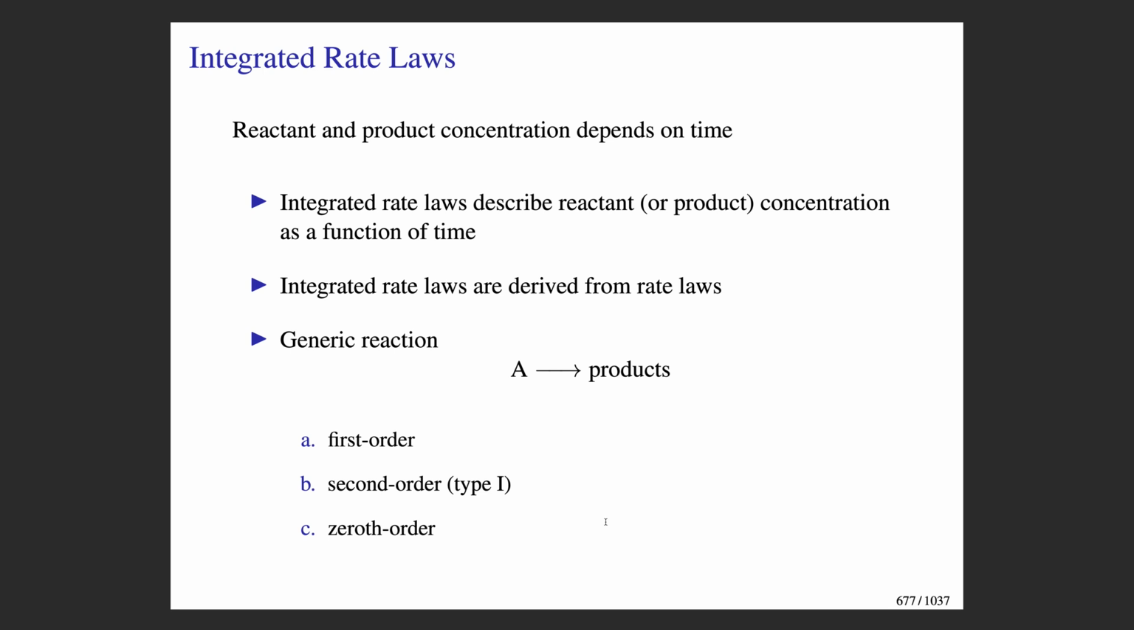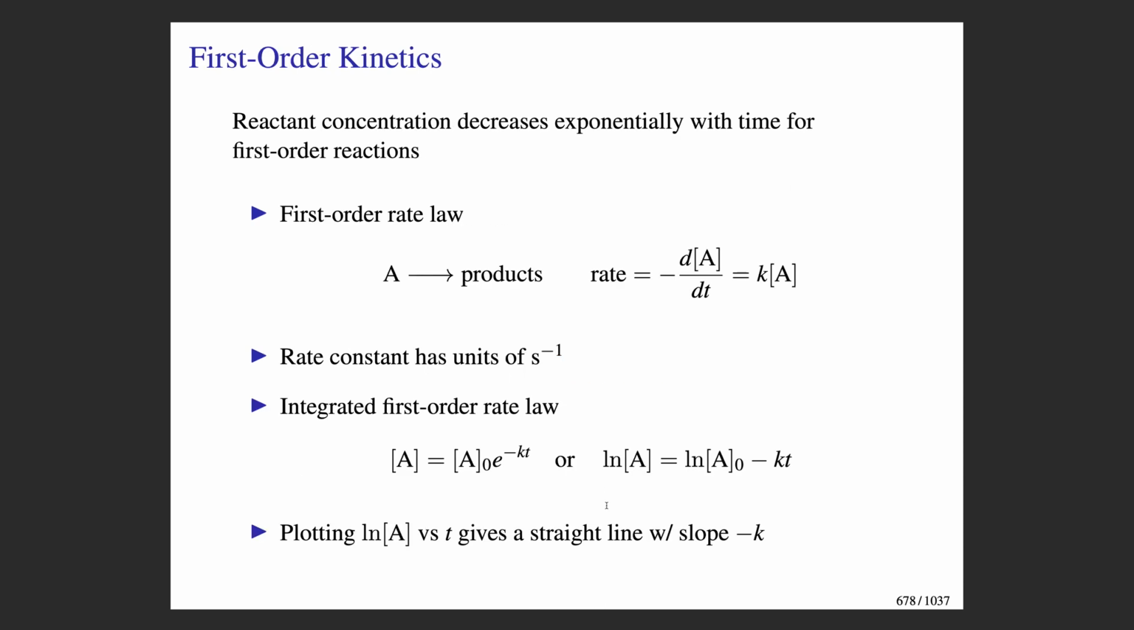So as we've been discussing, the concentration of a reactant and a product changes with time. And the integrated rate law describes how that concentration depends on time using a mathematical function. So for each of these kinetics that we see here, we are going to be looking at the integrated rate laws. And here's the generic reaction that we're going to consider: some reactant falling apart into products. We're going to look at first-order kinetics, second-order kinetics, and zeroth-order kinetics. So it looks like we're going to start with first-order kinetics.